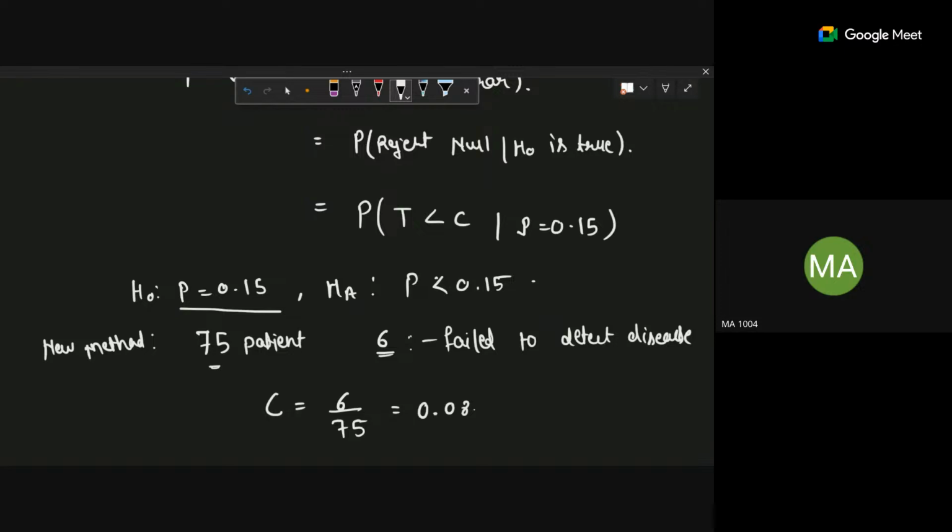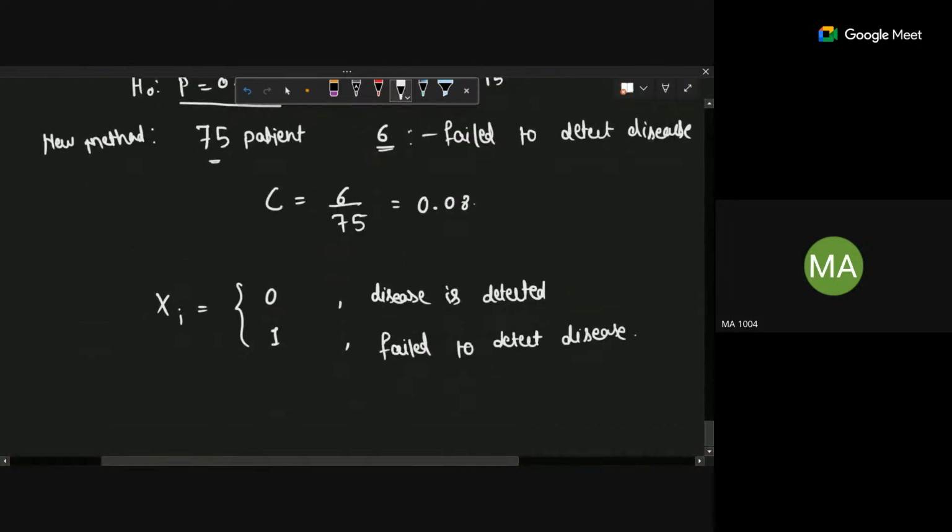Now someone has conducted the experiment with the new method. They took 75 diseased patients and checked with the new screening method. Let's say you already know that these 75 people have the disease. Now let's check using the new method. We checked, and we got that out of those 75 people, for 6 cases the new method failed to detect the disease.